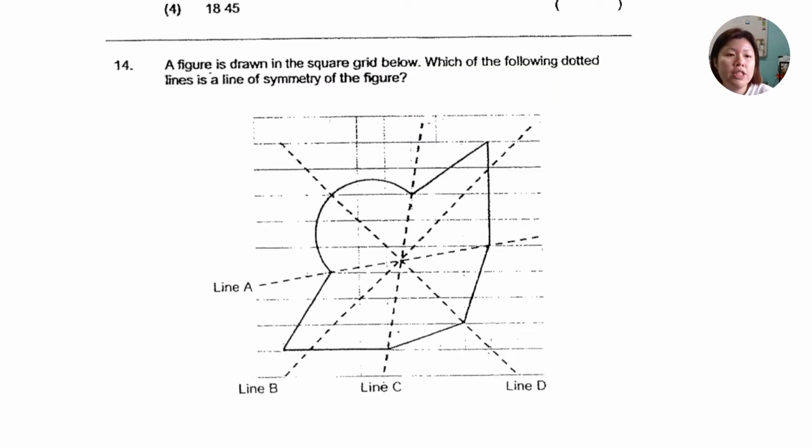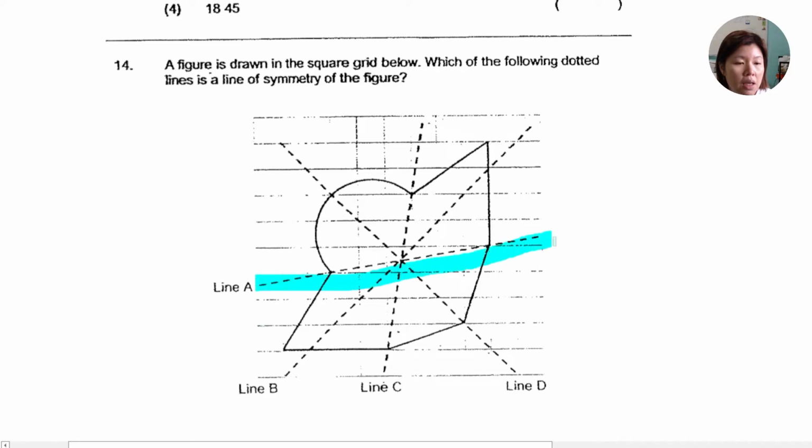Okay, let's move on to question 14, which is symmetry. Symmetry is actually mirror image. They have 4 lines: line A, line B, line C, and line D. When we fold along the line, we must make sure that the two sides of the picture meet one another and form a mirror image. If you can see, line A, which is this line, when I fold it this way, there's an additional curve shape which the opposite side does not have. So line A is out.